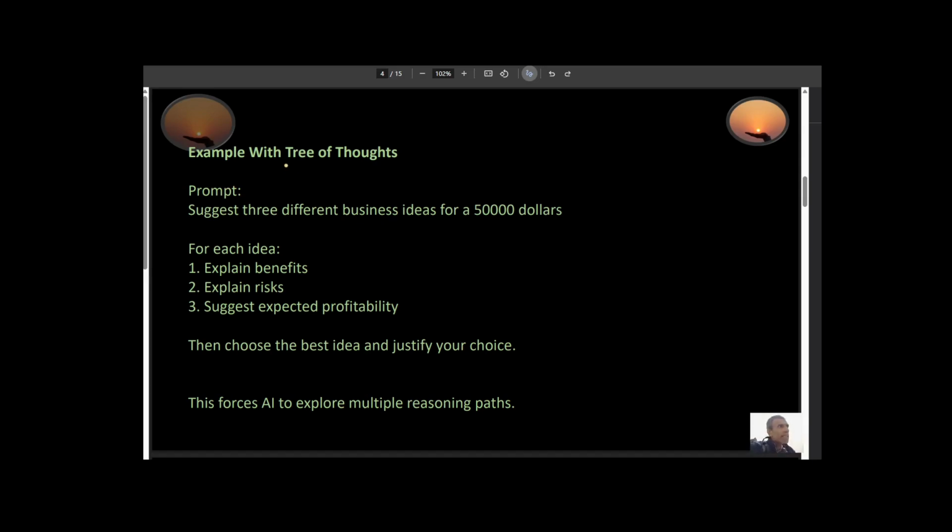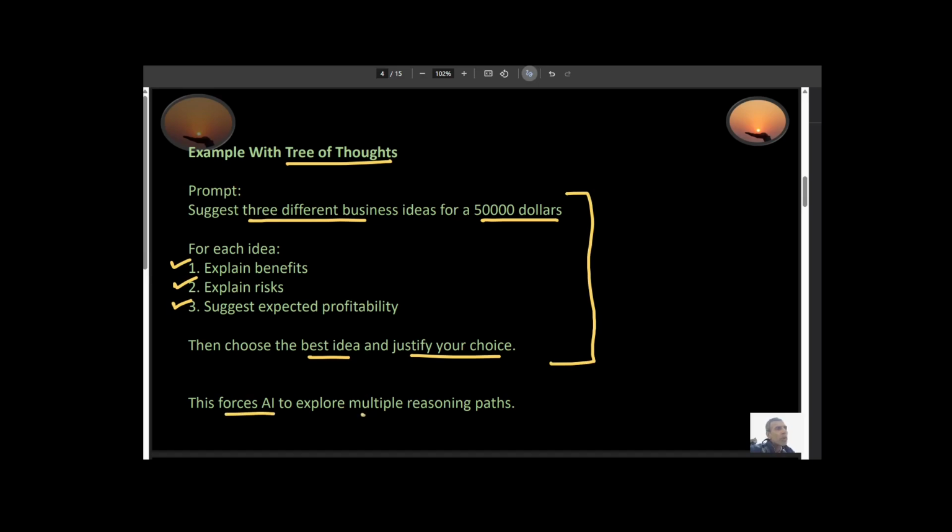So this is an example with tree of thought. Here's the prompt. Suggest three different business ideas for $50,000. Now for each idea, explain the benefits, explain the risks, suggest expected profitability, and then choose the best idea and justify your choice. So this is called a tree of thought prompt right here. Now this particular prompt will force AI to explore multiple reasoning paths.